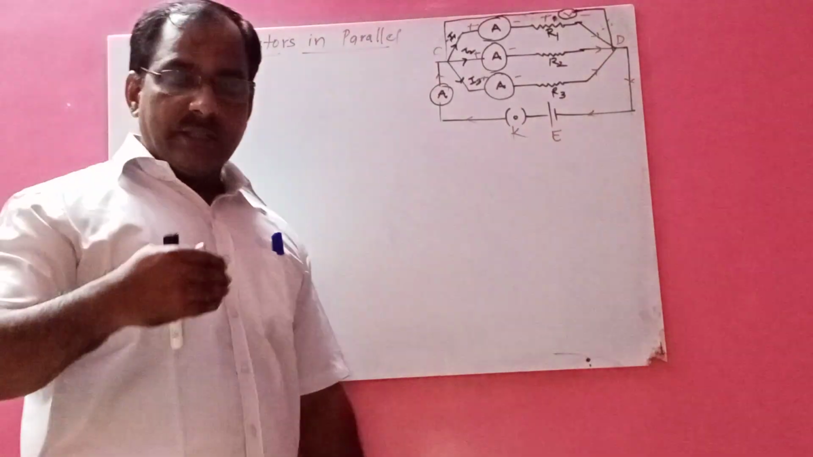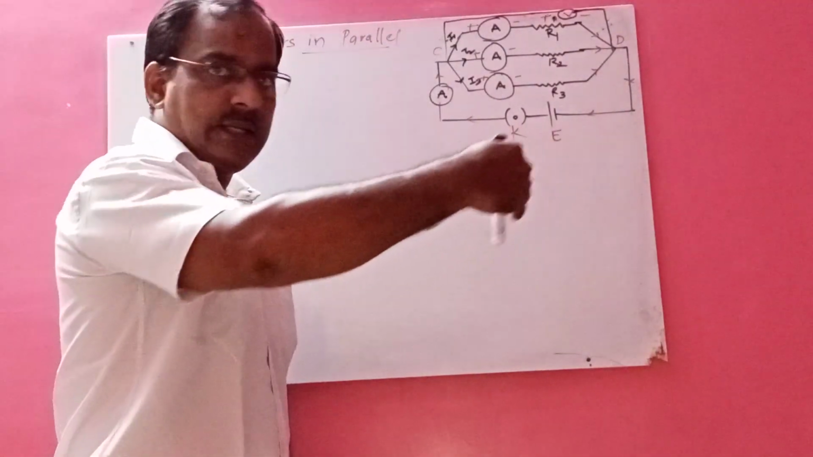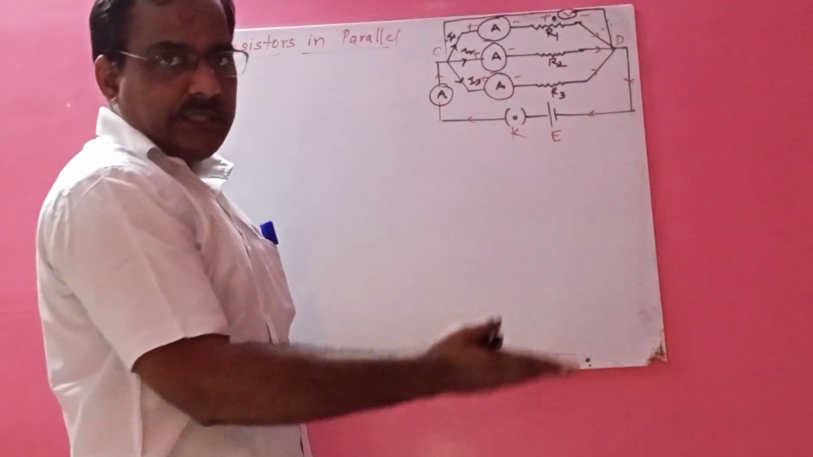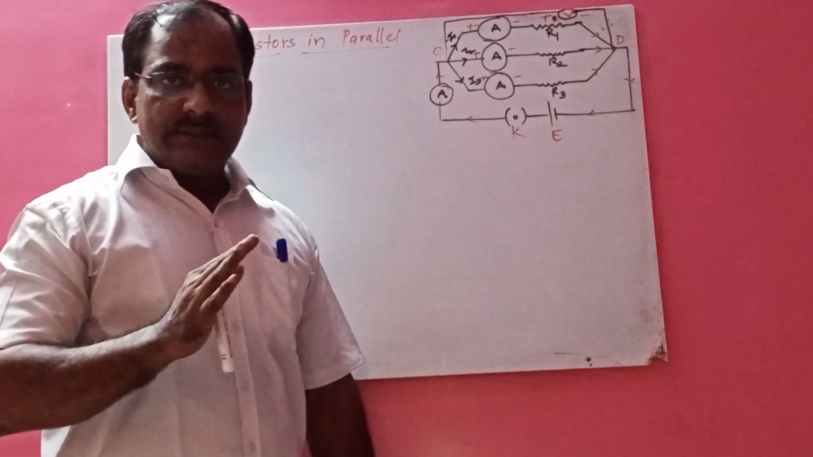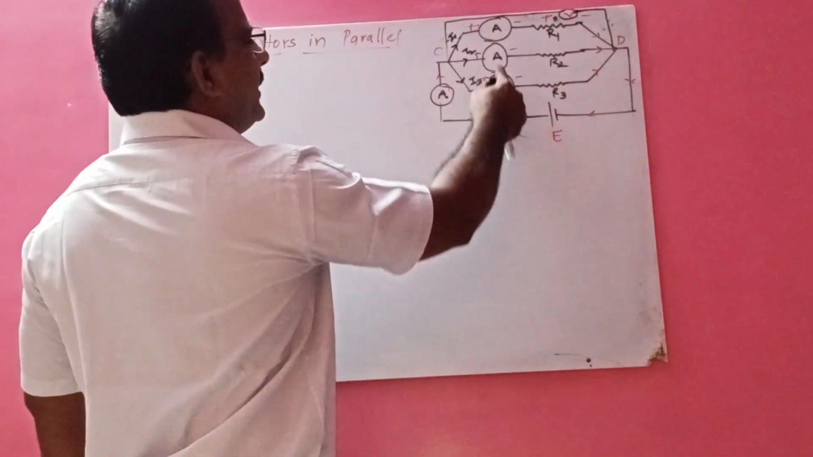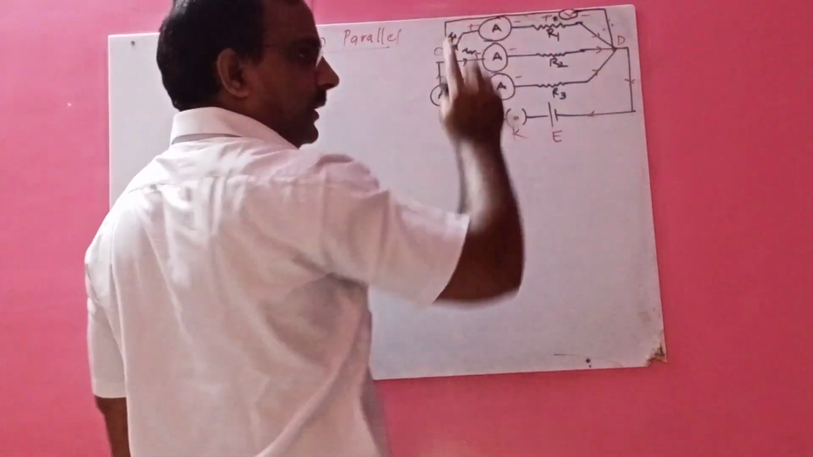In that case, the resistors are connected one after another in a single line, and here the resistors are connected one below the other. So therefore this is called resistors in parallel combination. Here we have the ammeters, right? This is the key, this is the battery and this is the voltmeter.